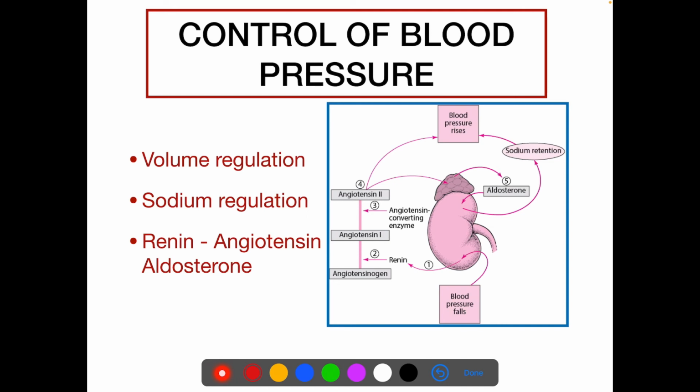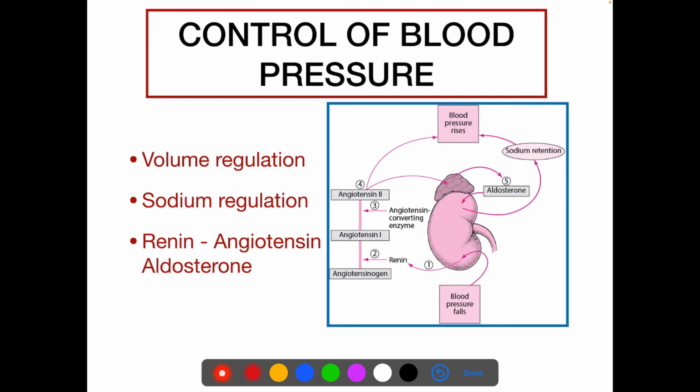Likewise, sodium regulation is another function of the kidney. When there is retention of sodium or fluids, it will increase the blood pressure. Then another thing is the renin-angiotensin-aldosterone system. I already mentioned that renin is secreted by the juxtaglomerular apparatus of the kidney.